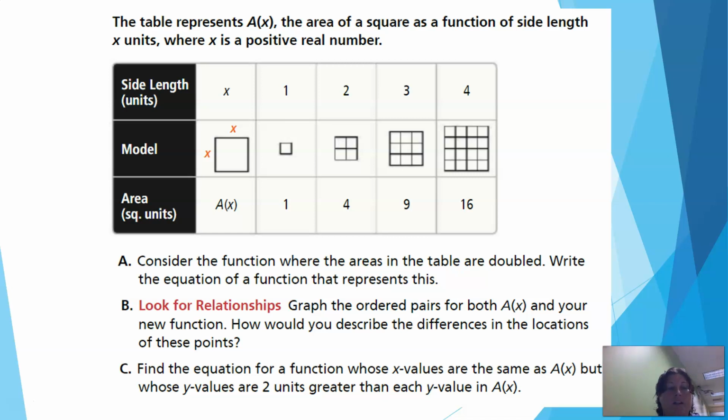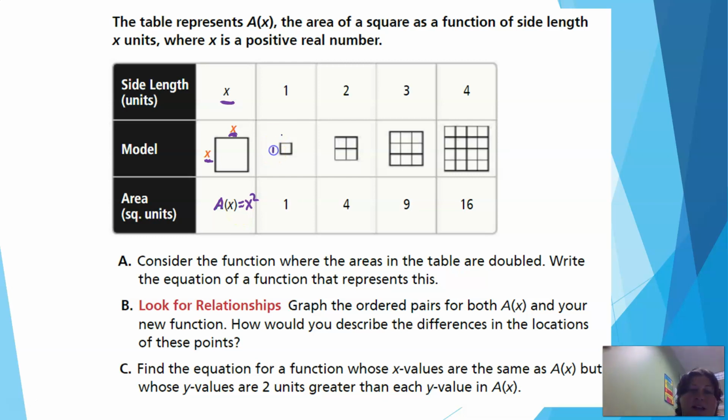Before we begin, I wanted to just look at this little activity. It says the table represents A of x, the area of a square, as a function of side length, x units, where x is a positive real number. And if we look at the table, we can see that if we have a square with side lengths x by x, we would want to be able to find the area of a square. Now, in order to find area, hopefully you remember that it's length times width or base times height, so x times x equals x squared. So that would be the equation or function to represent area.